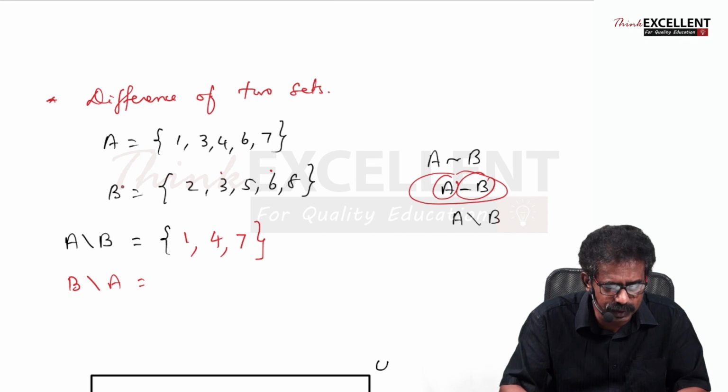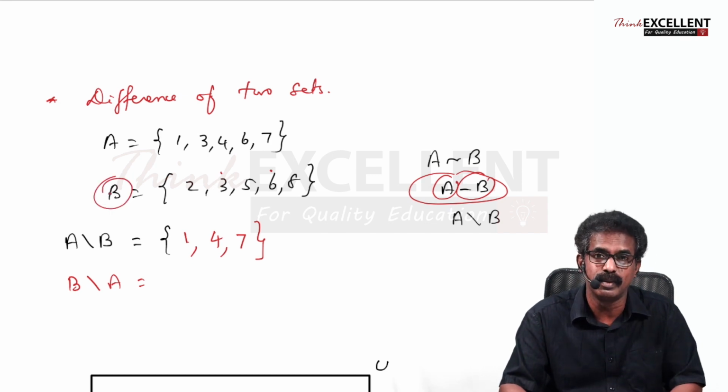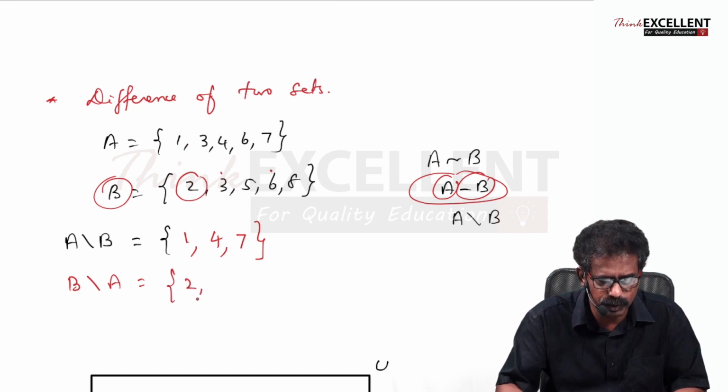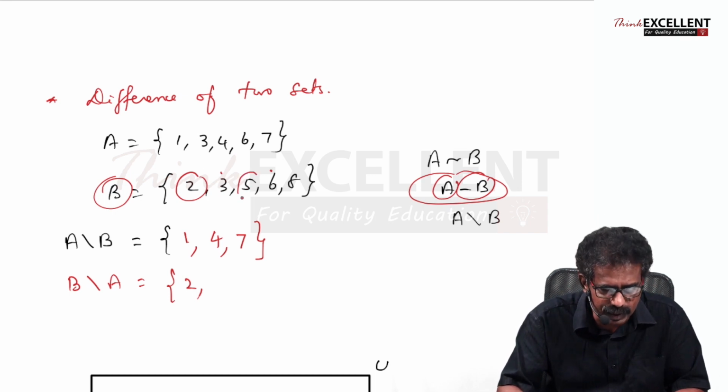Can you say some elements which are in B? It must be in B but not in A. 2 you can take, 2 is in B but not in A. 3 you cannot take because it is in both, right? 5, yes, you can take, it is in B but not in A. 6 you can't take, right? 8 you can take.